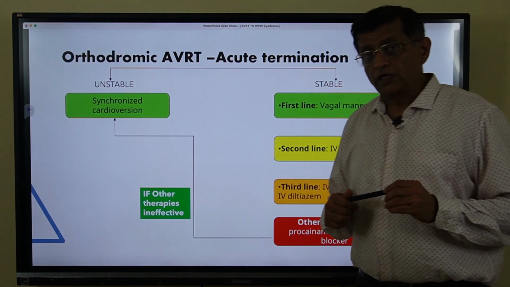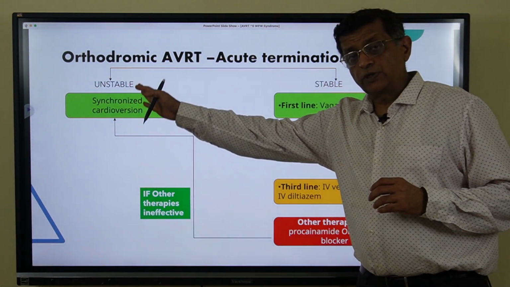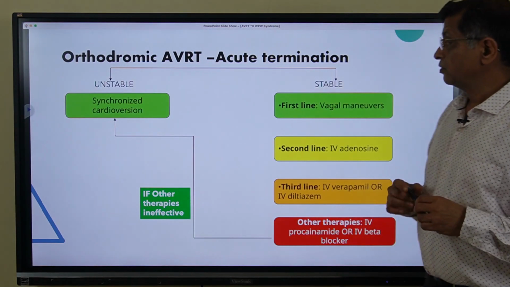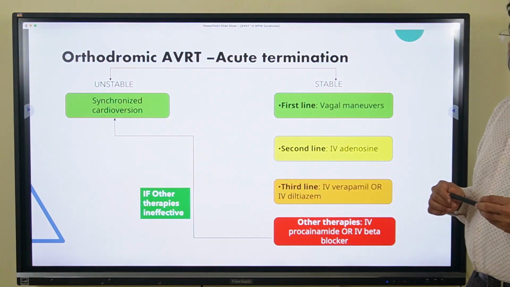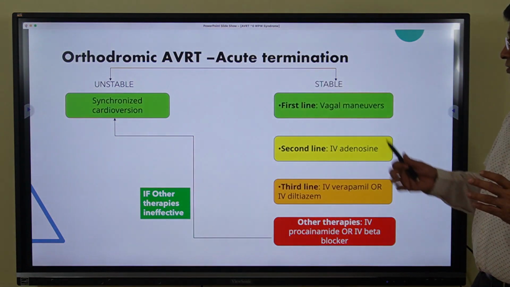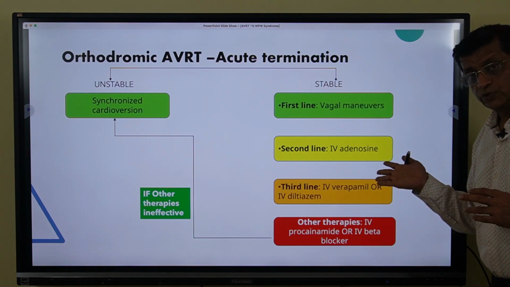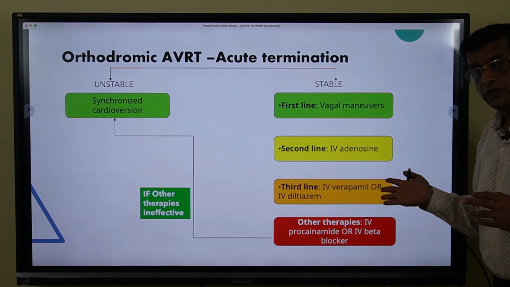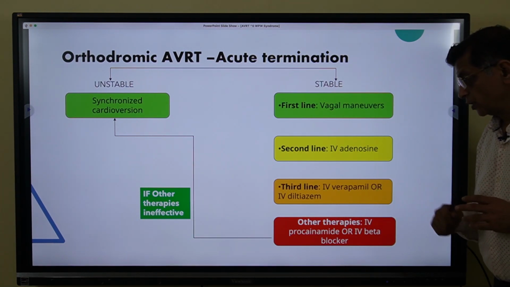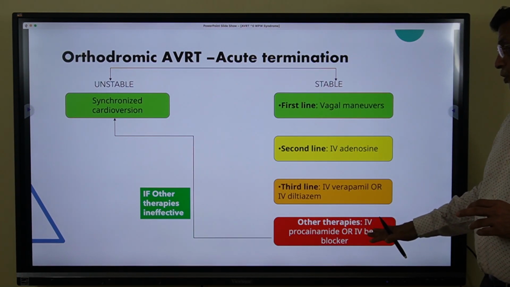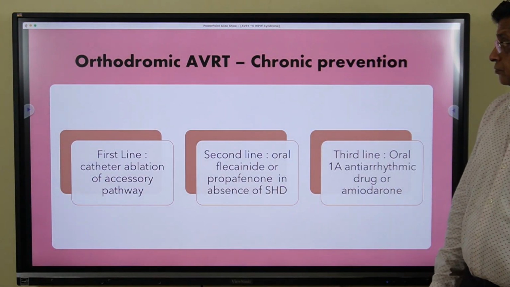Suppose it is AVRT, and if the patient is hemodynamically unstable, the treatment is synchronized cardioversion. If the patient is hemodynamically stable, the treatment will be similar to all the supraventricular tachycardias. First line will be vagal maneuvers, second line will be IV adenosine, and third line will be IV non-dihydropyridine calcium channel blockers like verapamil or diltiazem. If the patient does not respond, then you may try procainamide or again synchronized cardioversion.